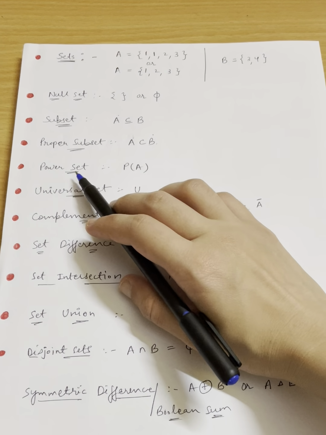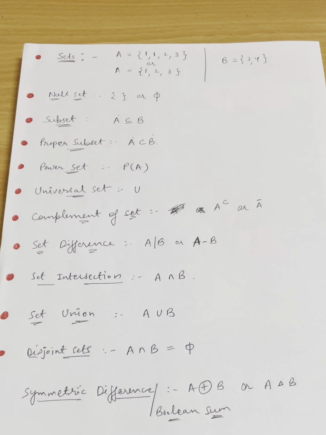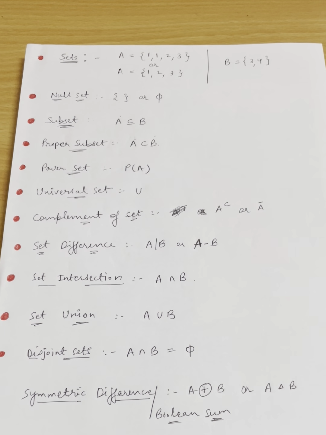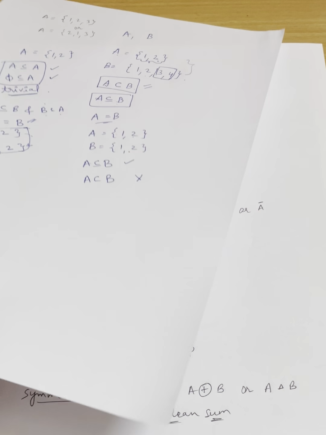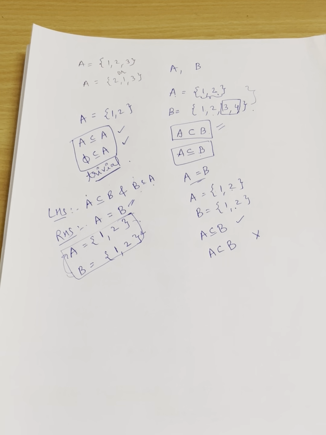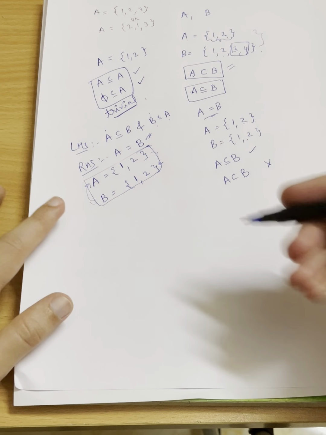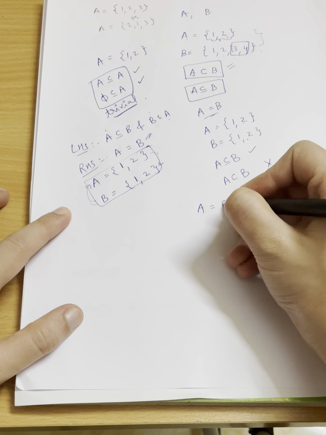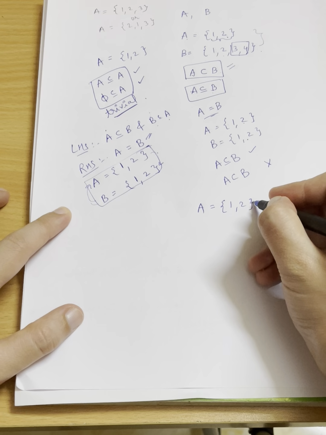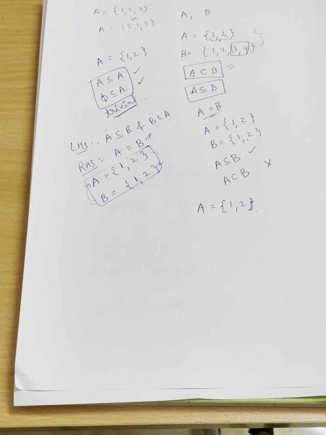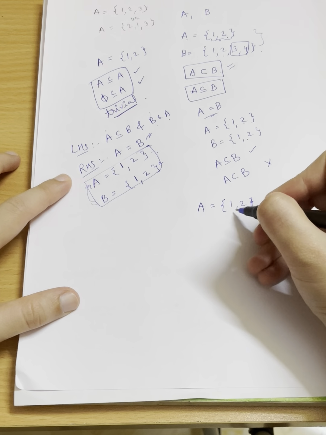Now the next one is power set. It is represented by P of A. So that is power set. So what is power set? Power set means, take one example. Let's suppose A is {1, 2}. This is one set and this is a finite set. So power set is, if A is a finite set, then all the possible subsets of A form the power set. What are all the possible subsets of A?